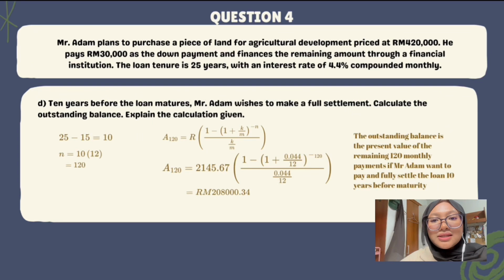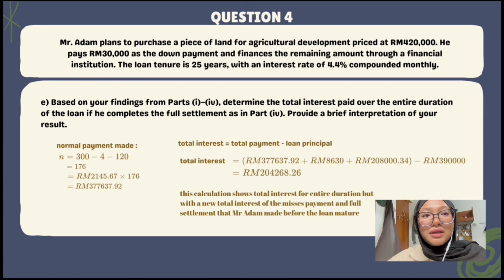For question D, Mr. Adam wants to make a full settlement before the loan matures. As we know, the loan time is 25 years, but before the loan matures is 10 years. So we will find a new N, which is 10 times 12 equal to 120. So we need to use the formula of present value. I will show the formula in the slide. So substitute all the values given and find A. So the answer will be 280,034 cents.